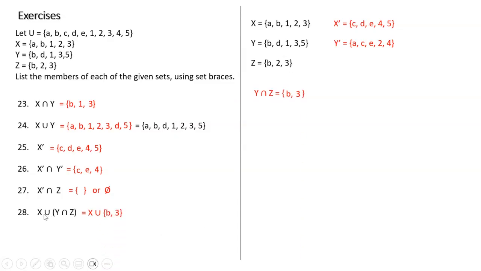Now remember how we did the union? For the union, we're going to put everything in X first. Right? X has A, B, 1, 2, 3. And then we look at the Y intersects Z. If it's already there, we don't put it twice. And if it's not there, we also include it. Is a B already there? Yes, it is right there. Is a 3 already in there? Yes, it is. So this is my result, guys. That's your answer right there.